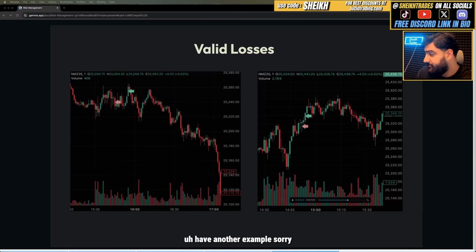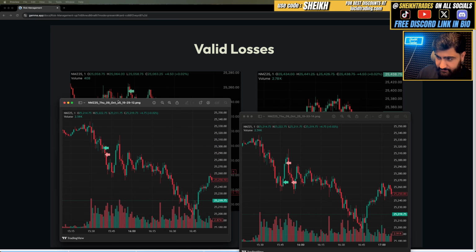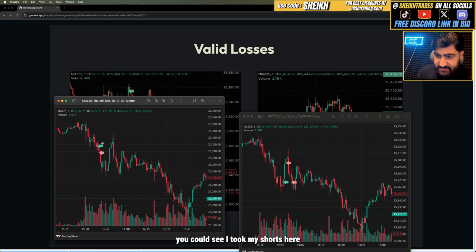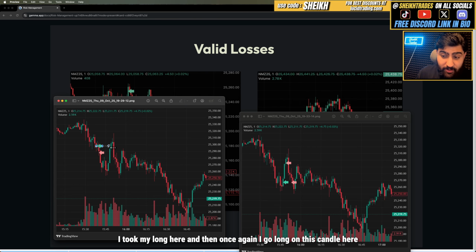Have another example. Sorry. And you could see I took my shorts here, which is on this. They're traded on the same day. I took my shorts, I took my long here, and then once again, I go long on this candle here. My stop loss is the low of day. I'm completely fine. If I have a stop loss at the low of day, I eat that stop loss and I'm happy with it. And I took a tiny L, and then the market went down, pullback went down, and then you could see I longed again.